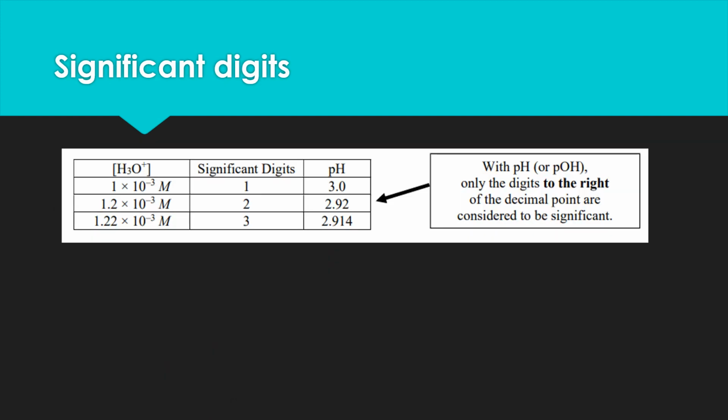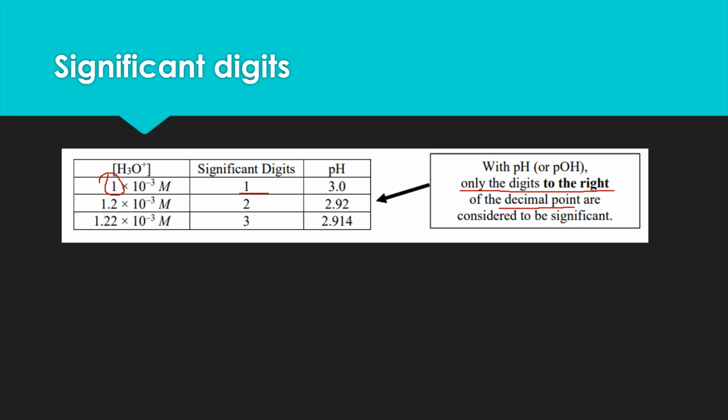Now, before we get more into these, I wanna talk about significant digits or significant figures in pH, pOH, these type of numbers, okay? So you'll see in your original number over here, this one has a single significant digit, just one sig fig. With pH or pOH, only the digits to the right of the decimal point are considered to be significant. That number in front is just kind of giving you where on the scale it is. The numbers to the right are telling you how precise it is.